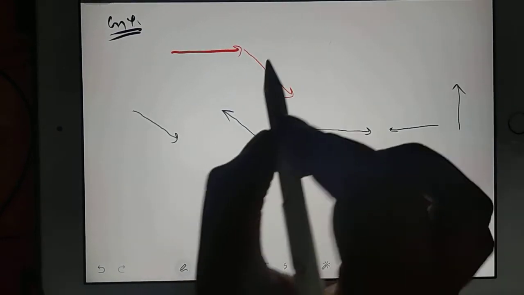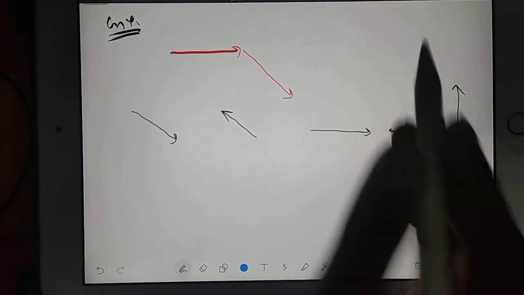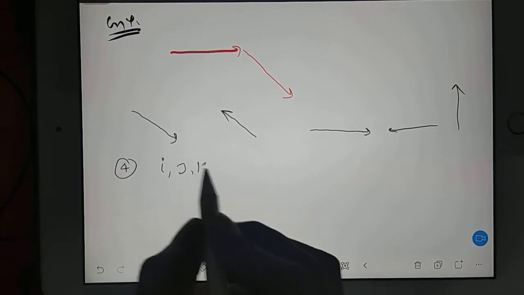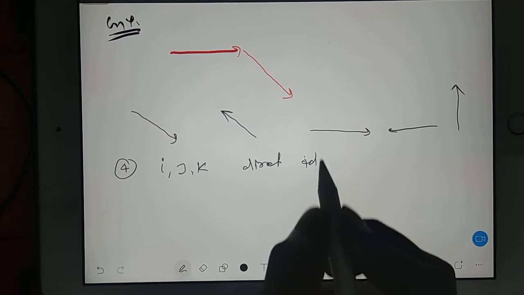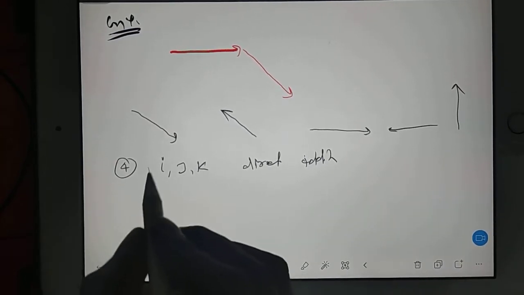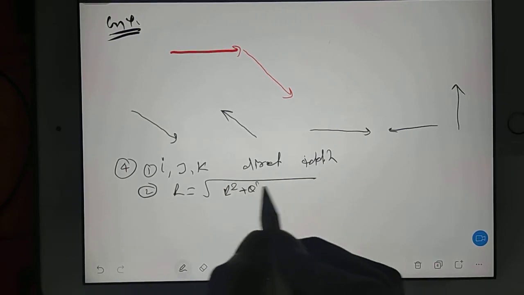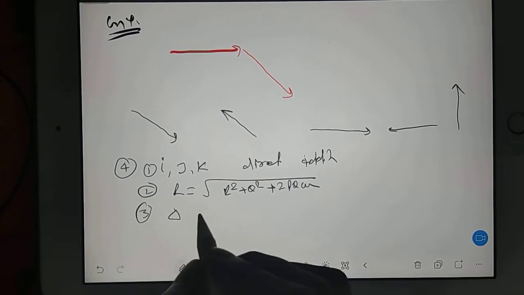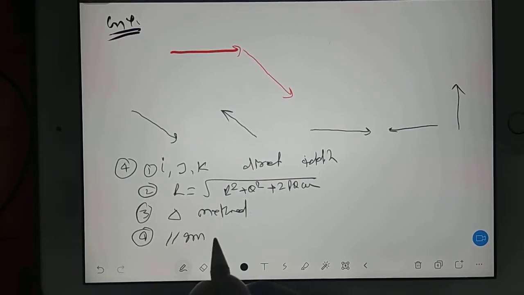So whenever you are trying to add vectors, there are four very popular ways. One, if the vector is given in terms of i, j, k, then direct addition. Second way, you can apply the formula r is equal to square root of p square plus q square plus 2pq cos theta. Third is the triangular method. Fourth is the parallelogram method.